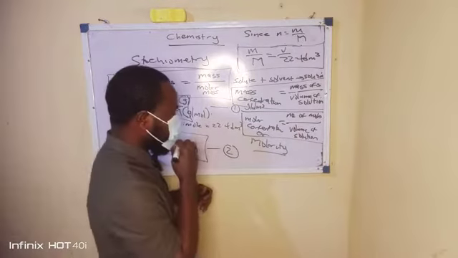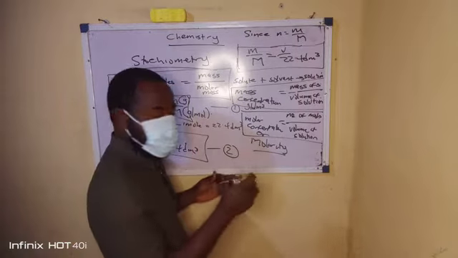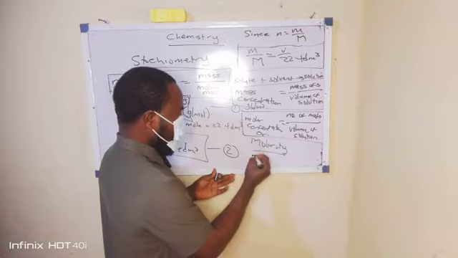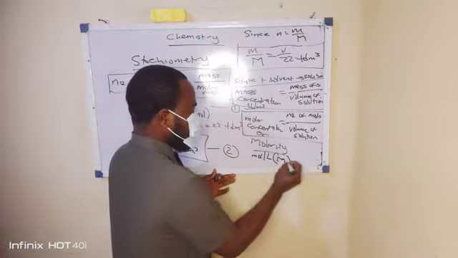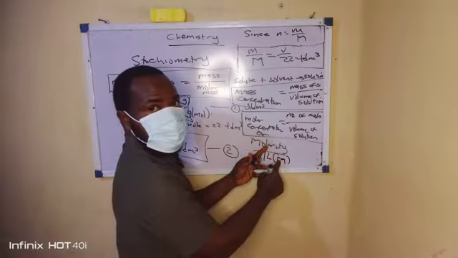So if they give you something like this in a question or you solve for molarity, your unit should be in moles per liter, or I can simply say M, which is what? Molarity. You get it now?